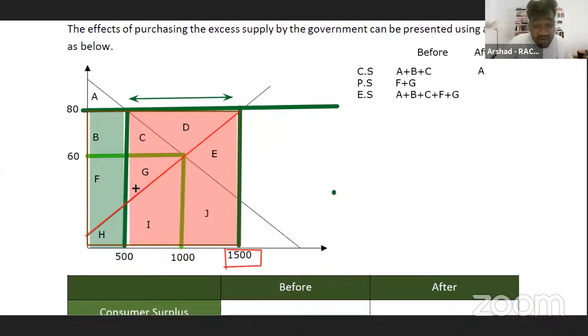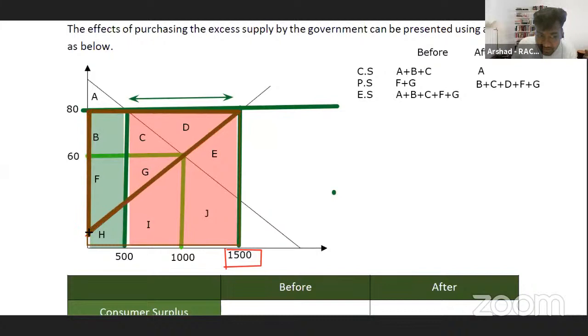He's now selling 1,500. Now remember that. He can sell 1,500 now. How much is his producer surplus, guys? The producer surplus now is B, C, D, F, and G. This entire part becomes producer surplus. Why? Because he can sell 1,500 units now. He sells this entire part. His minimum expectation is H, I, J, and E. But he gets this entire part, so this becomes his surplus: B, C, D, F, and G.